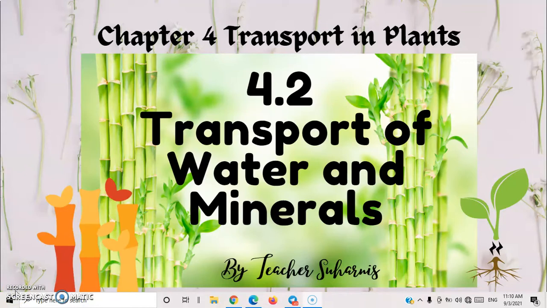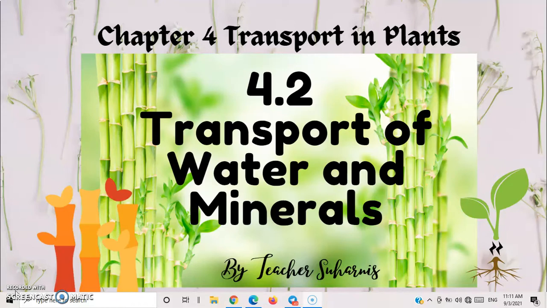Today we are going to cover 4.2 Transport of Water and Minerals. We are still in chapter 4, the second subtopic. As you know, water is very important to the growth of the plant. Why? Because water helps to move mineral salts from the soil to the stem and leaf. Water is also very important for maintaining the turgidity of plants, so it will help the plants remain fresh. That is a little bit about the topic for today.